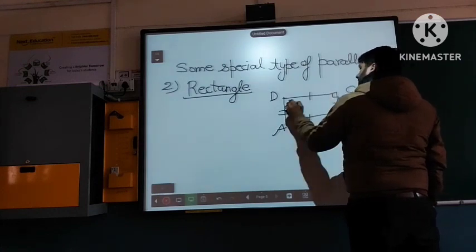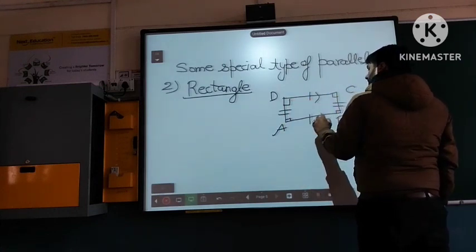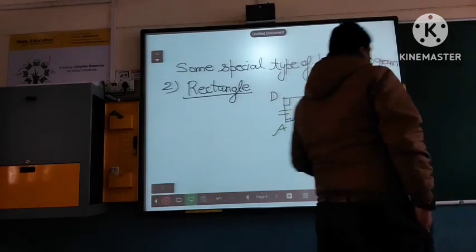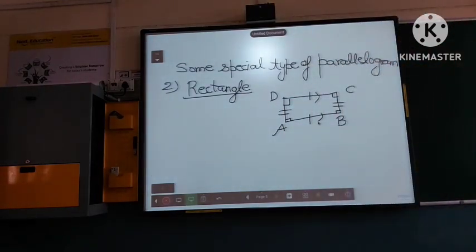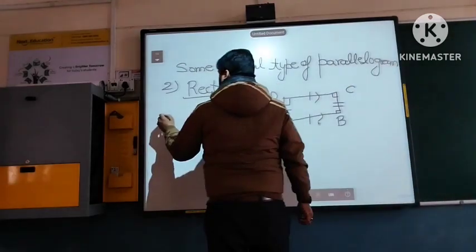Then these angles are 90 degrees. You already know that each interior angle is 90 degrees also. Opposite sides are parallel also. Now see, since you have said it is a special type of parallelogram, how can you define it?